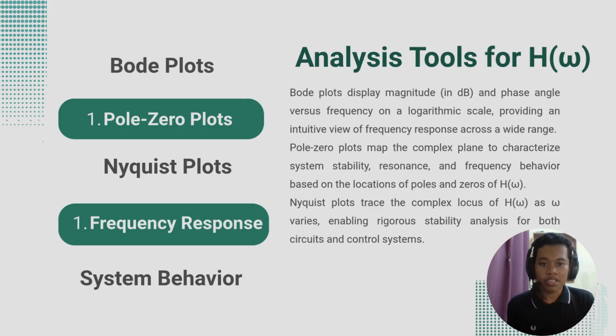Second, pole-zero plots. These plots map out the complex s-plane, showing exactly where our system poles and zeros lie. This is critical for characterizing system stability and resonance. Third, Nyquist plot. By tracing the complex locus of H(ω) as ω varies from 0 to infinity, the Nyquist plot provides a rigorous check for both open loop and closed loop control system stability.